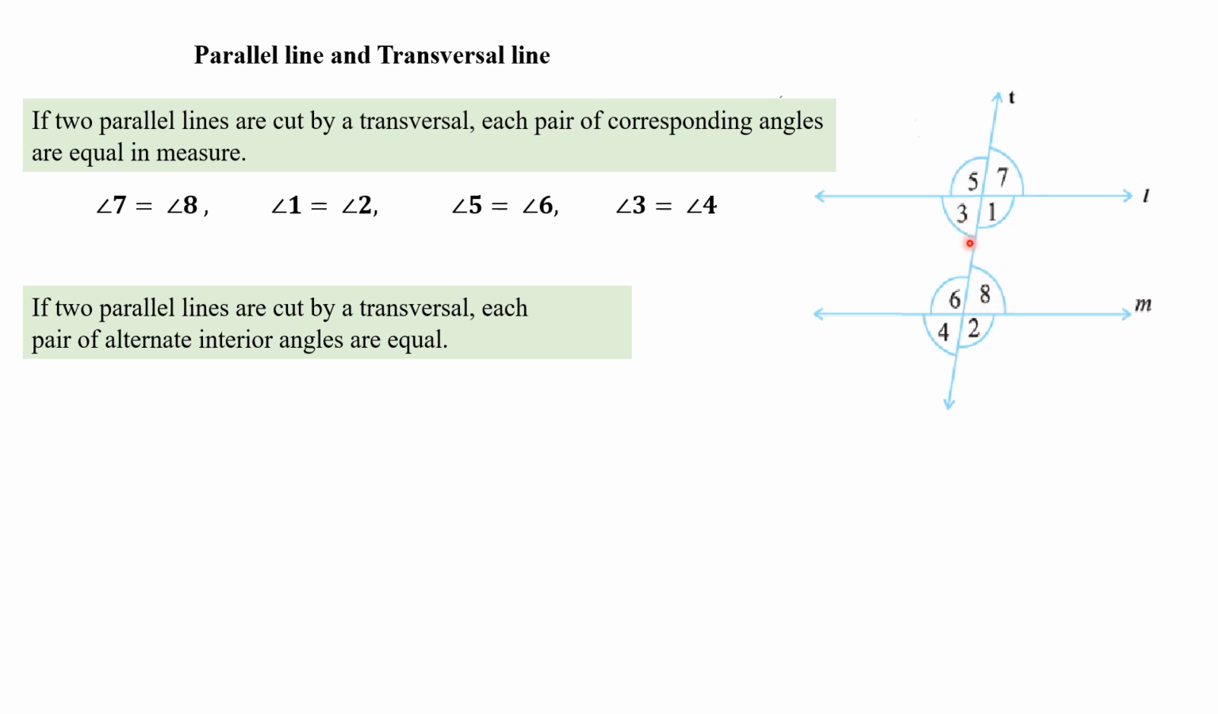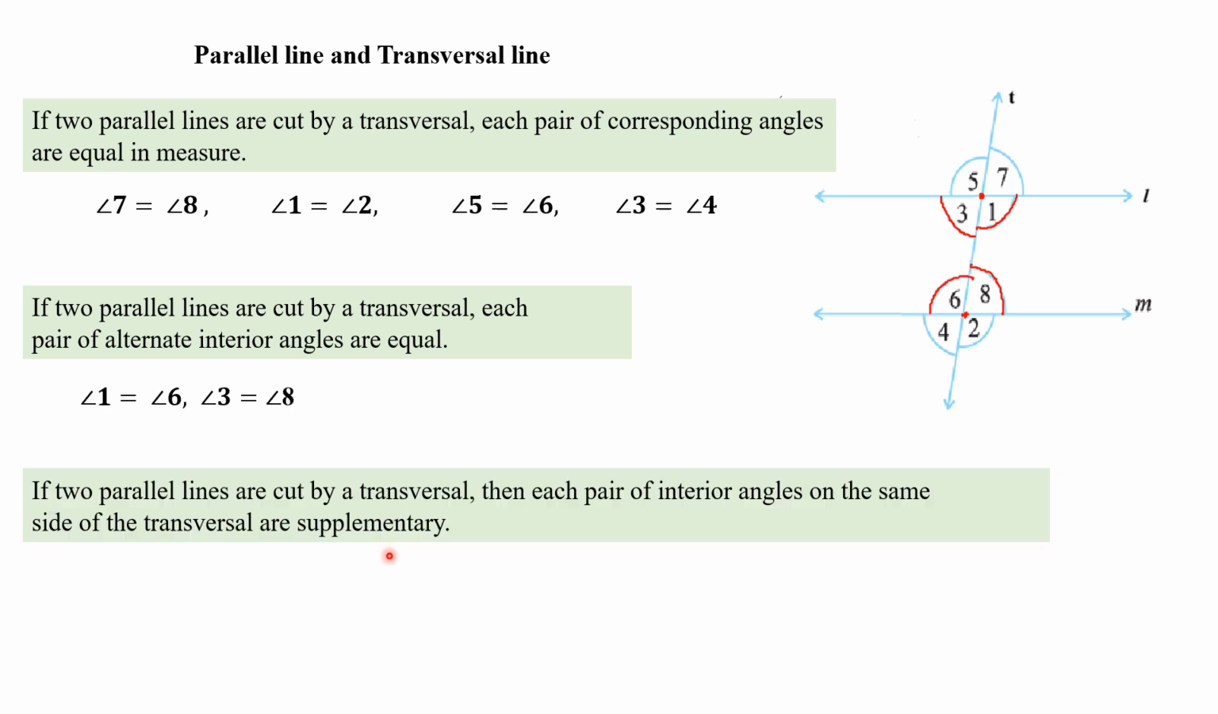The alternate interior angles will be on either side of the transversal. Okay, one is on the left, the other will be on the right, and they will have different vertices. Now different vertex means, if you see for angle 3 the vertex is here, and for angle 8 the vertex is here. So angle 3 and angle 8 are one pair of alternate interior angles. Similarly angle 1 and angle 6 is another pair of alternate interior angles.